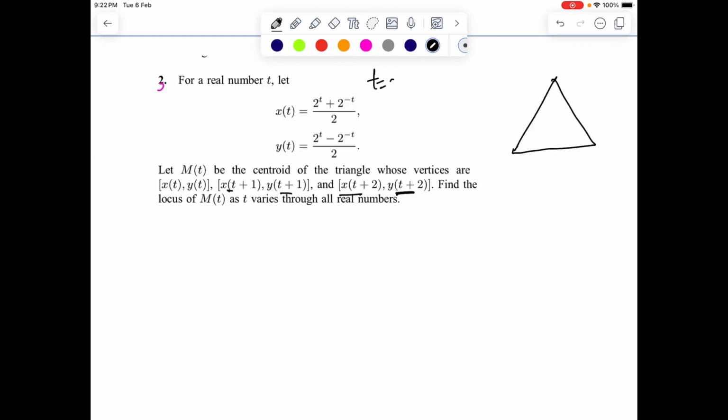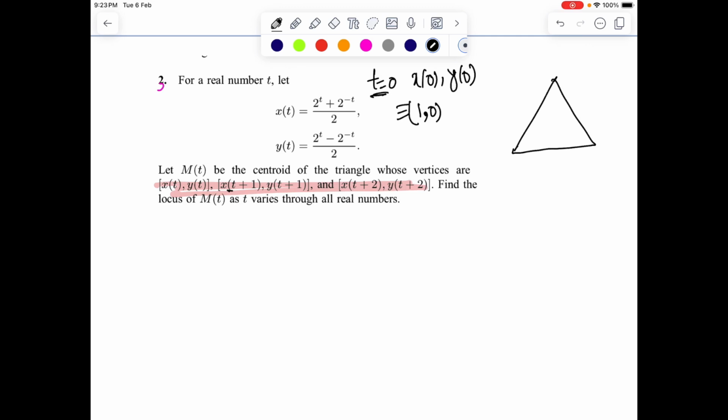So x(t) and y(t) is given. So depending on t, we will get the coordinates. Let's say t equals 0, that will give x(0), y(0). So correspondingly, we'll have 1 and 0 as a point. So we have these 3 points, which are explicitly mentioned in the question. And for these 3 points, we need to find the area of the triangle.